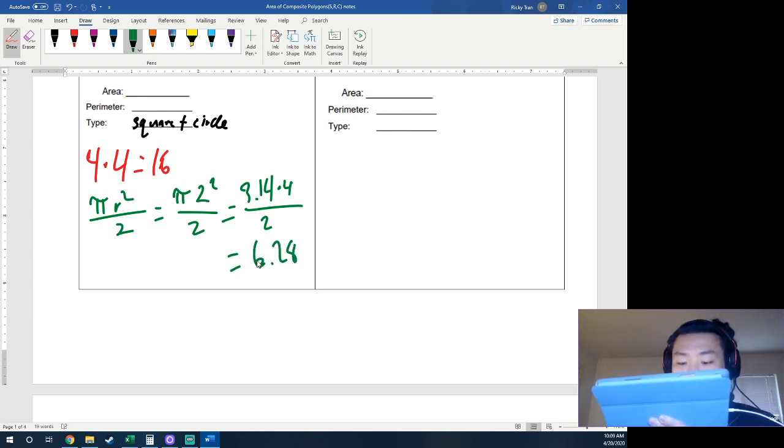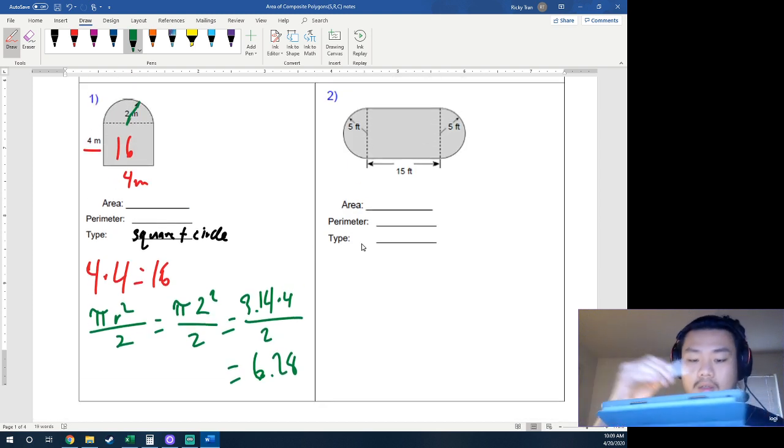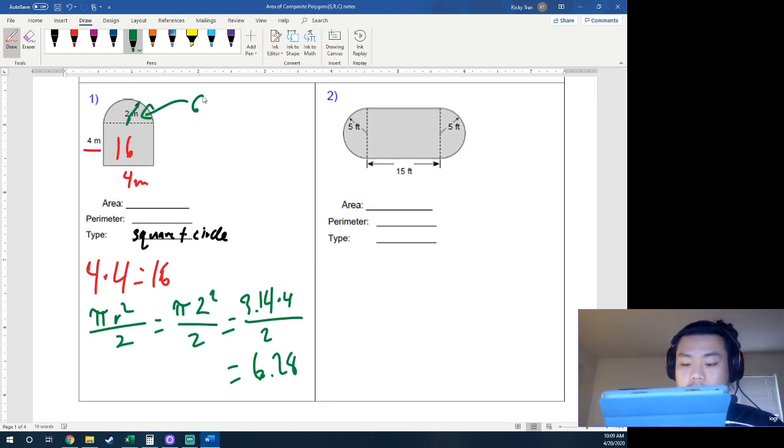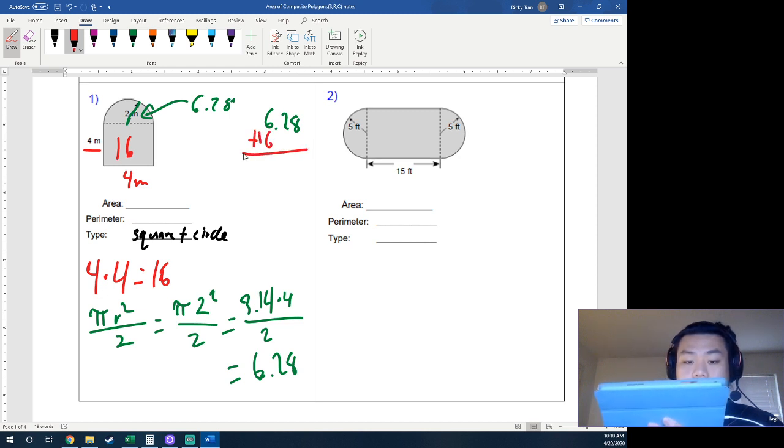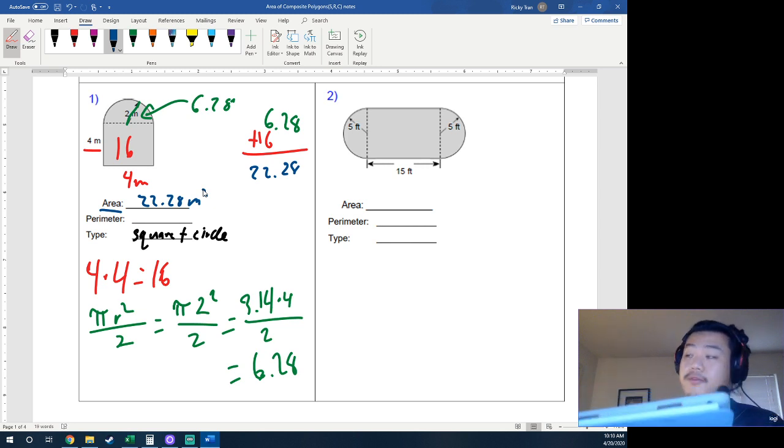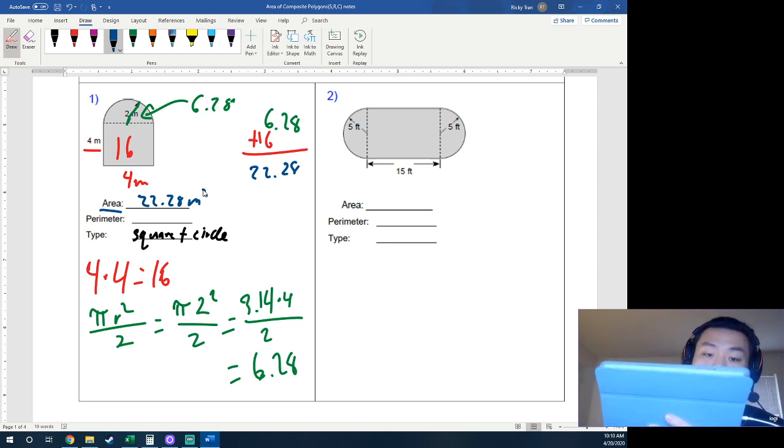6.28. So we add 6.28 plus 16, which gets you 22.28 meters squared. And for the perimeter, we're going to find the outside length.